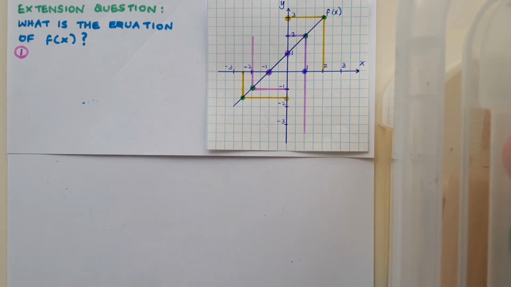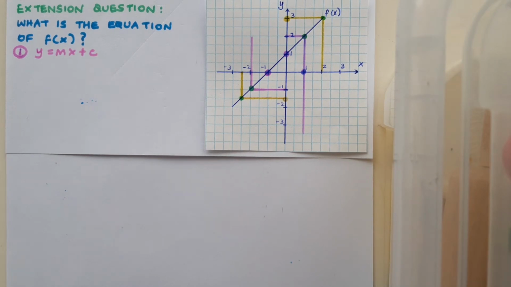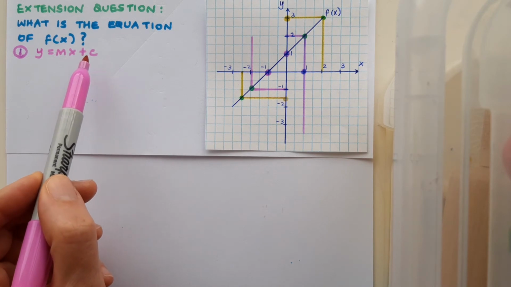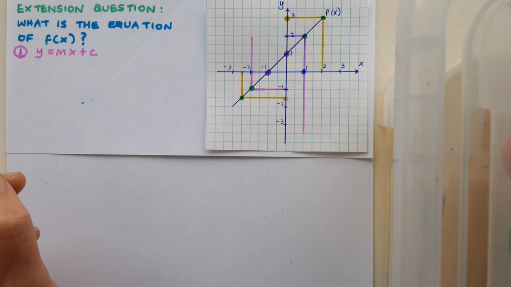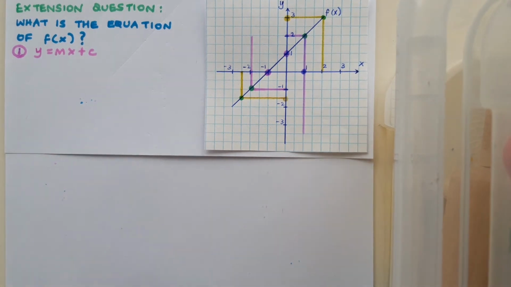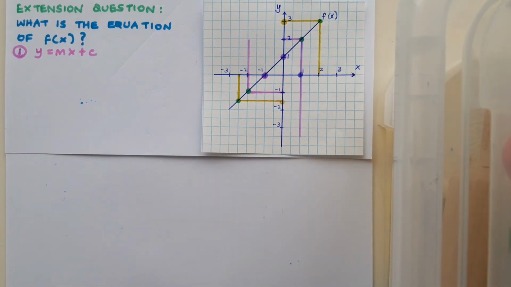One approach is that we can identify the slope and the y-intercept of the line and use them to make the equation in the form y equals mx plus c. We've already identified the y-intercept, which will be the value for c. This is 1. We don't yet know the slope of the line, that's m. One way I can find slope is by using rise over run.